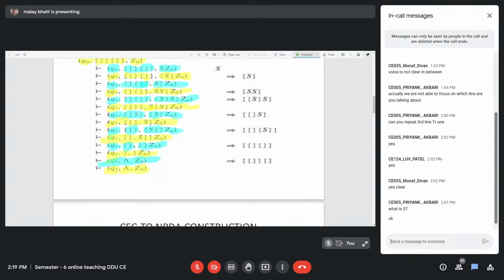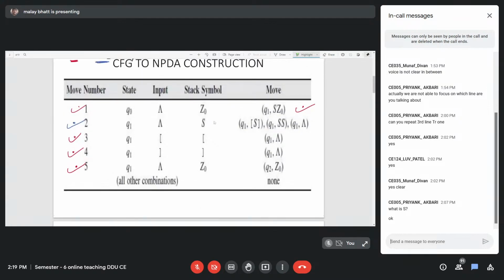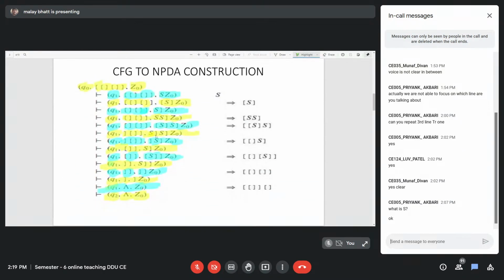Now we require closing bracket in the input. So we'll replace S with null. We'll apply the rule number 2 again, non-terminal S, Q1 null. So we'll get step number 7. Again, the closing bracket in the input will match with the closing bracket on the stack. We'll apply the pop rule and cancel both. We'll get step number 8.